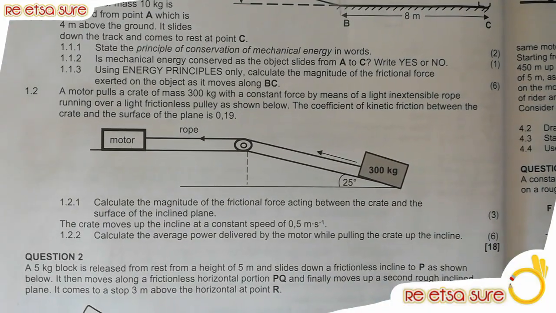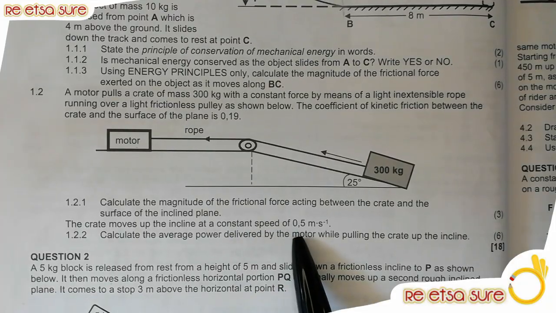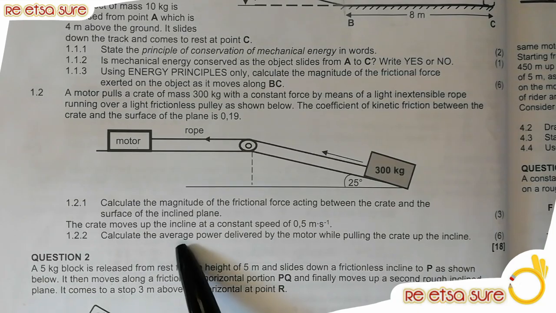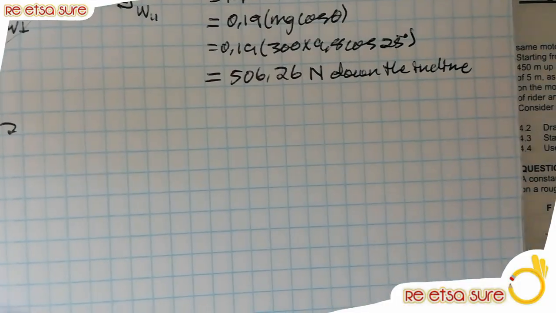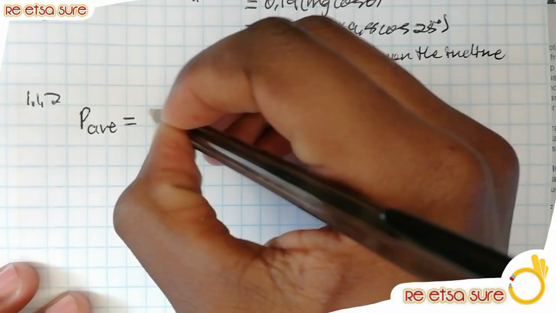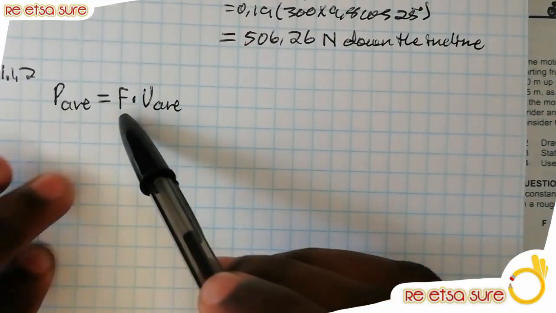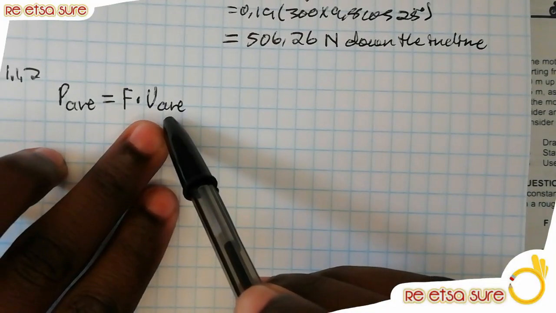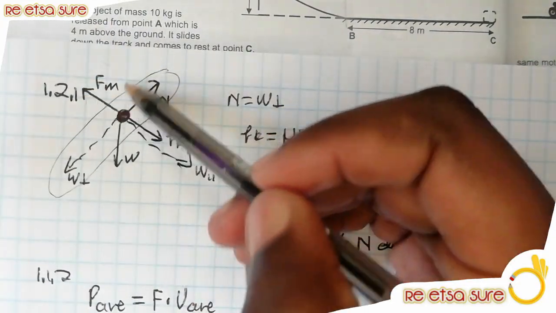Now before we get to 1.2.2, they tell us that the crate moves up the incline at a constant speed of 0.5 meters per second. 1.2.2, calculate the average power delivered by the motor while pulling the crate up the incline. The formula that I want you to think about is this one. Average power is equal to force times average velocity. Power is equal to the force causing our object to move, which is the force of the motor, times the average velocity of our object. So we are going to have to find the value of this force.